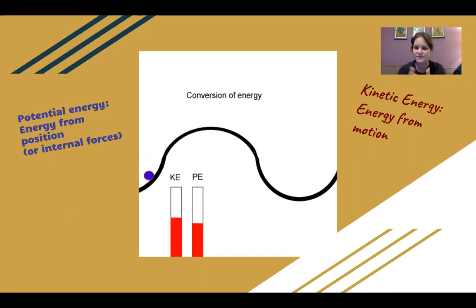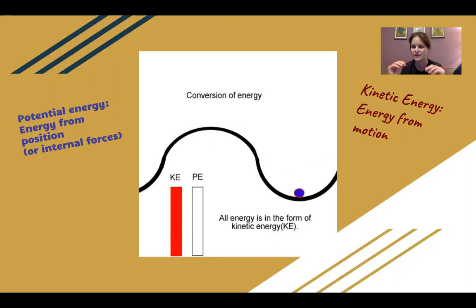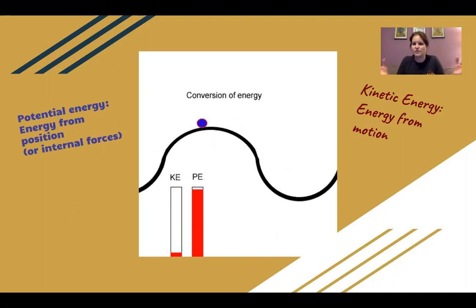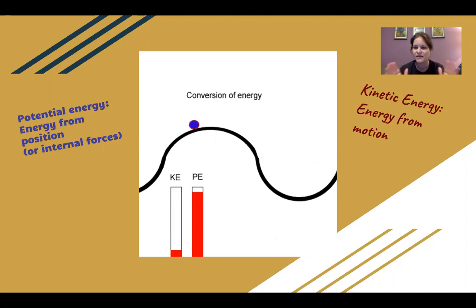And there's two main types of energy that are going on here, potential energy and kinetic energy. So to remind you, potential energy is the energy an object has from its position, or sometimes we talk about its internal forces, like when a rubber band is stretched, or chemical energy, how the atoms are all arranged. But mainly we're going to just be focusing on the position.